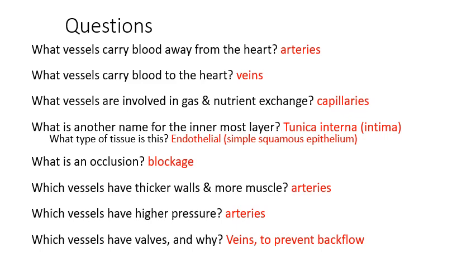An occlusion is just a blockage in a vessel. The vessels that have the thicker walls and more muscle are arteries. The ones that have higher pressure are also arteries. And the ones that have valves are veins, and the reason they have them is to prevent backflow.